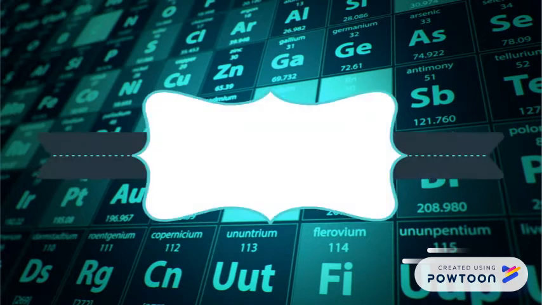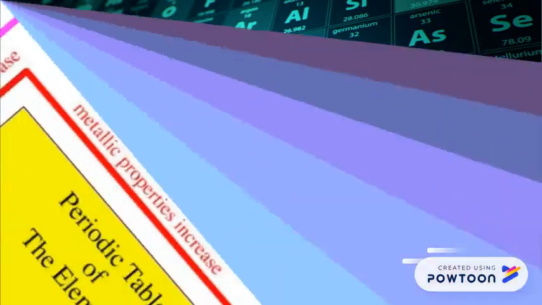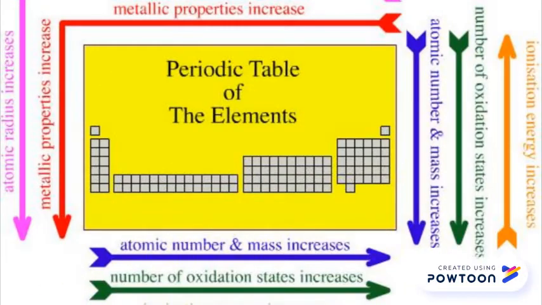Good morning, everybody. I'm Loa, and today I'm going to be talking about the trends of the periodic table. As you can see, this is the periodic table of the elements with the trends that are increasing and decreasing. But our question is, what are these trends and why are they increasing and decreasing?